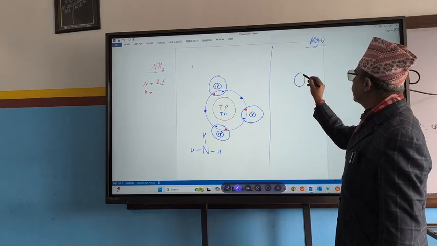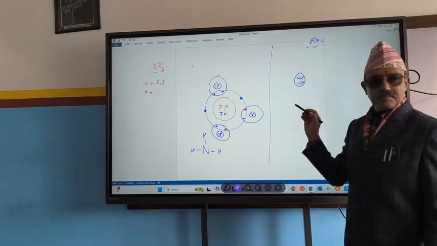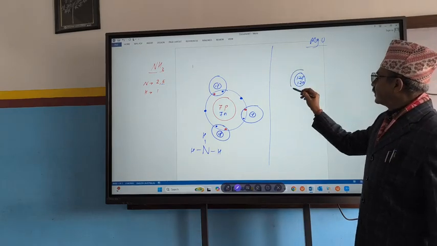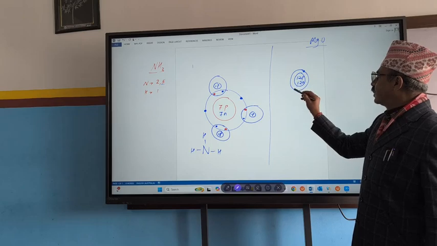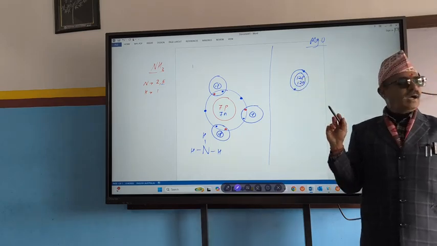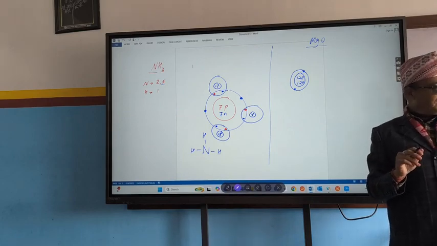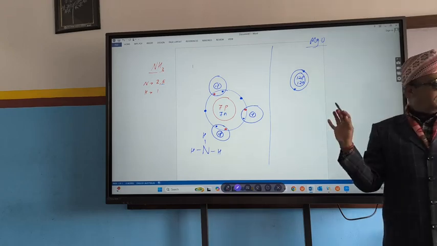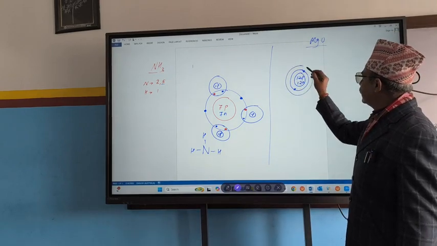How many protons are there in magnesium? Neutrons? 12 protons, 12 neutrons. Finished? First orbit, how many electrons are there? 2. Out of 12, 2 are gone. How many electrons are left? 10. 12 minus 2 is 10. Now another orbit. How many will there be?